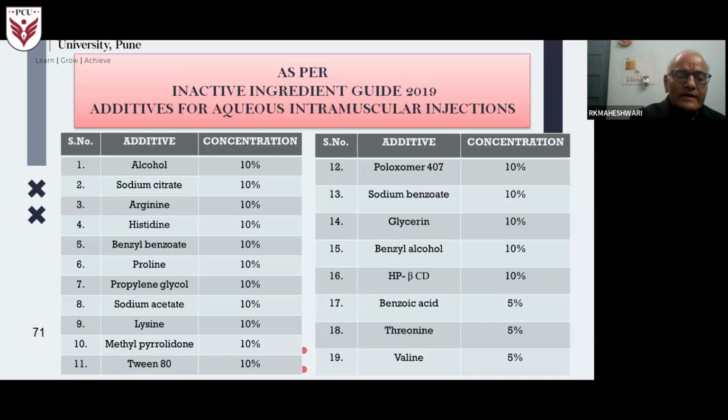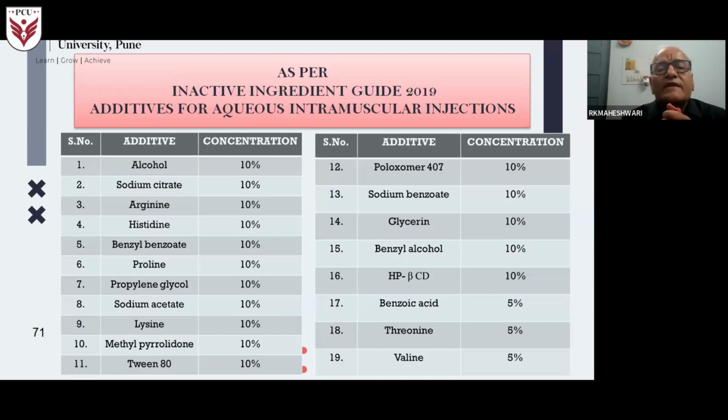Okay. Similarly, number 8, sodium acetate. Number 8, 10% sodium acetate. It is safe, non-toxic in aqueous intramuscular injection. Number 2, sodium citrate. 10% it is safe, non-toxic. Now, in these concentrations, these additives you can employ in aqueous intramuscular injection. If you combine these three, sodium benzoate 10, sodium citrate 10, sodium acetate 10, a 30% solution is ready.